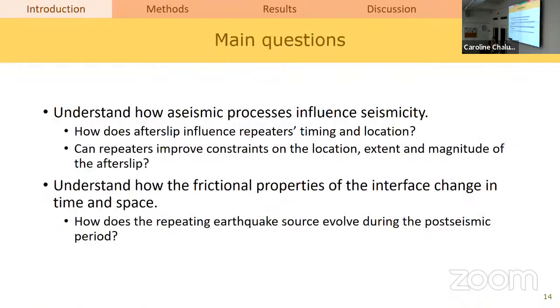So with this in mind, we're going to try to answer a few questions today. First of all, we're going to see how aseismic processes influence seismicity, and specifically how they influence repeaters and their timing and locations. But in addition, we're going to see if we can use repeaters to improve constraints on the afterslip, on the location, extent, and magnitude of the afterslip. And then in the second part of this work, I'm going to talk a little bit about how we can use repeaters to understand the frictional properties of the interface and how they change in time as well as in space.